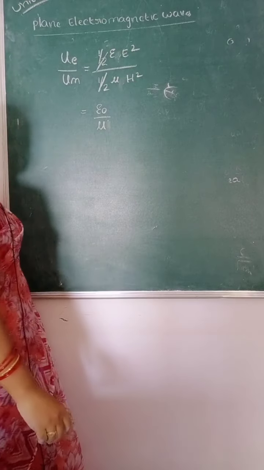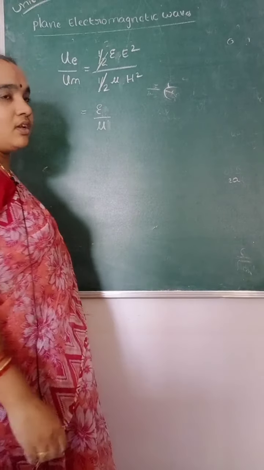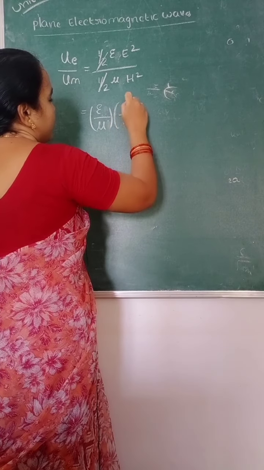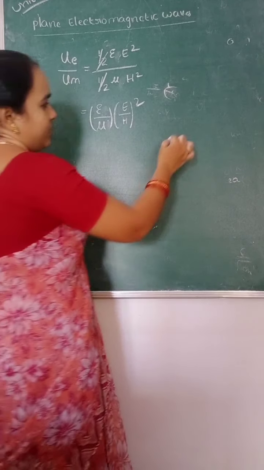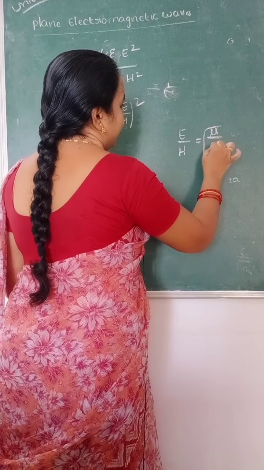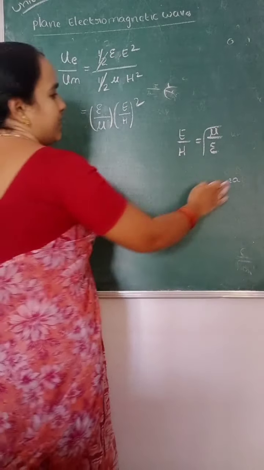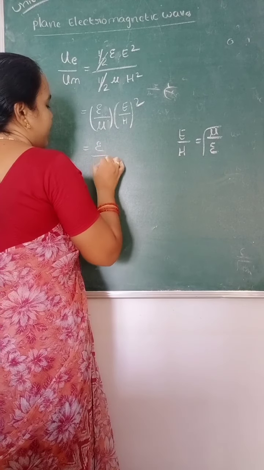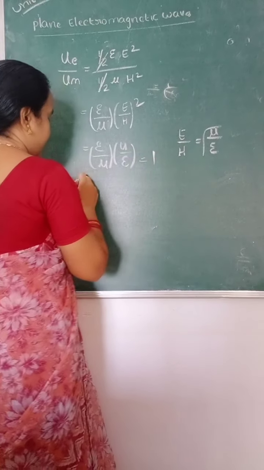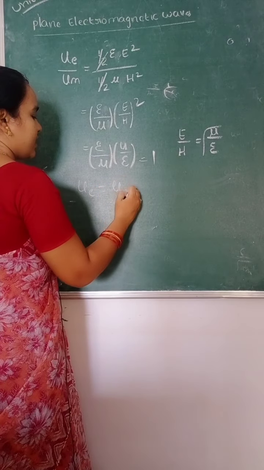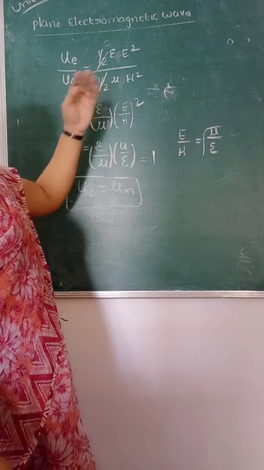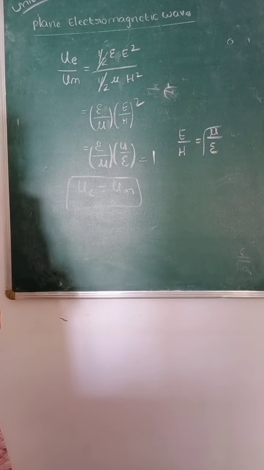Since it is a dielectric medium, it is not epsilon naught or mu naught, but epsilon by mu into E by H whole square. From the previous class, E by H is equal to root of mu by epsilon. Then E by H whole square is mu by epsilon, so epsilon by mu into mu by epsilon is 1. That is, electrostatic energy density and magnetostatic energy density are equal for a plane electromagnetic wave in isotropic medium.